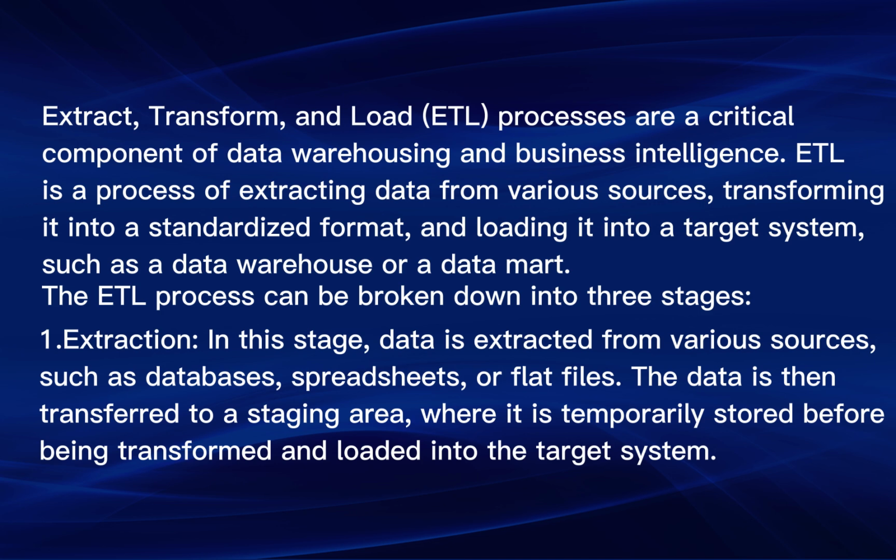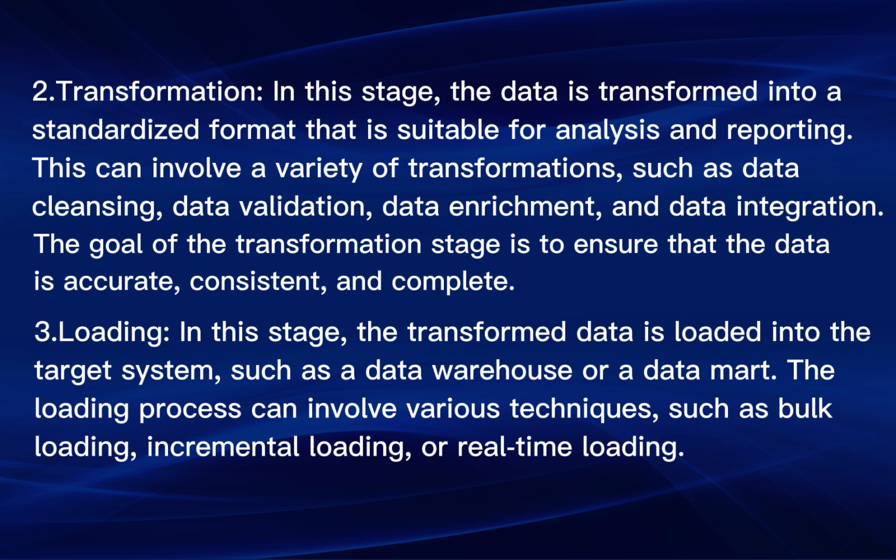The ETL process can be broken down into 3 stages. 1. Extraction. In this stage, data is extracted from various sources, such as databases, spreadsheets, or flat files. The data is then transferred to a staging area, where it is temporarily stored before being transformed and loaded into the target system.